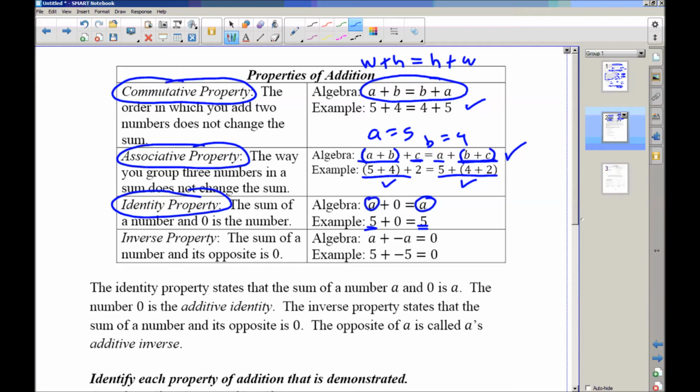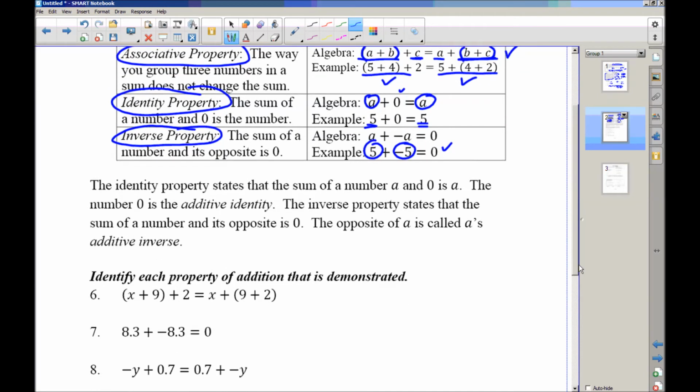All right? Inverse property, sometimes confused with the identity property on tests and quizzes, is when you add a number to its opposite. So if I take 5 and add to it its opposite, negative 5, I always get 0. If I add a number to its opposite, we always end up with 0. So some people think, oh, there's a 0, I automatically put identity. No, when you add a number to 0, it's identity. When you add a number and its opposite and you get 0 as the result, then it's inverse. Inverse is kind of like another word for opposite. So these are a number plus its inverse, its opposite.